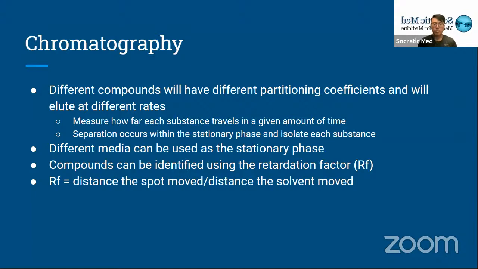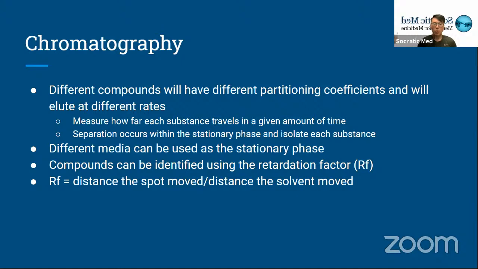And this partitioning will separate the different compounds on the stationary phase, and it will isolate each substance, so you can tell which substance moves farther and which substance didn't really move at all.